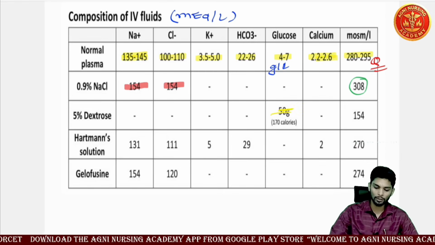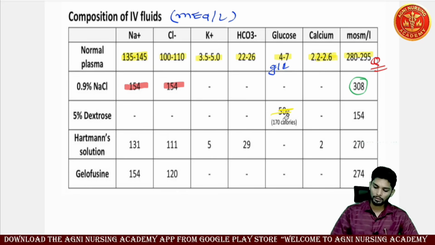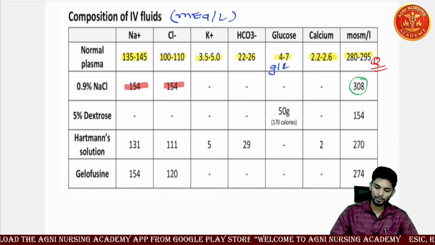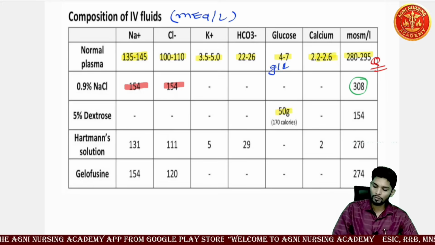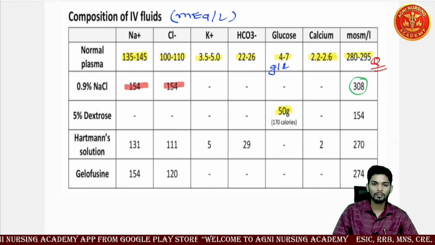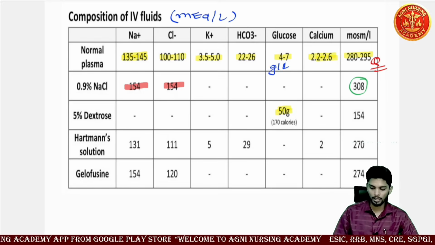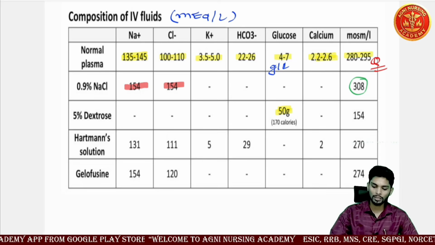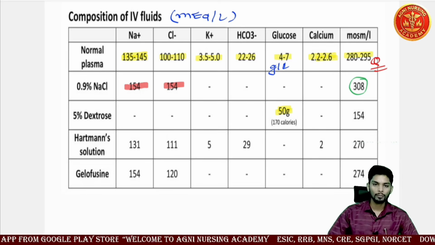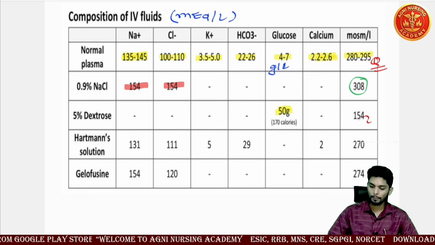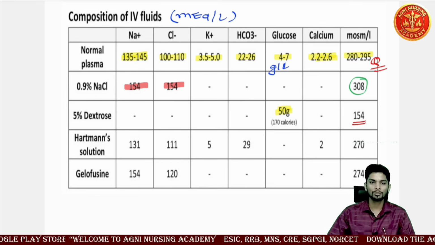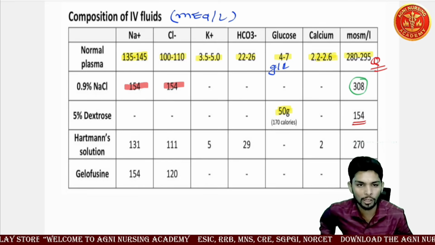I already told that in 5% dextrose, 50 gram of glucose is there. That is 170 calories. Okay. The osmolarity of this solution is 154. That is, 5% dextrose solution having osmolarity of 154 milliosmol per liter.